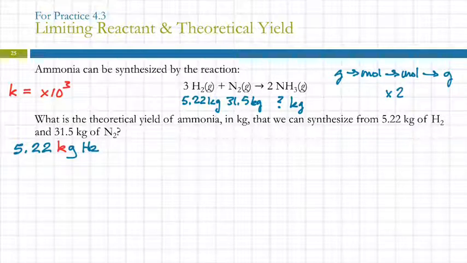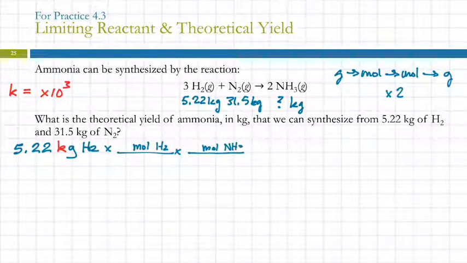So after grams of hydrogen, I need to go to moles of hydrogen, right? I'm going grams to moles, then to moles of my product. They're asking about NH3, so that's what I'm trying to find. And then I'm going to go to grams of NH3.